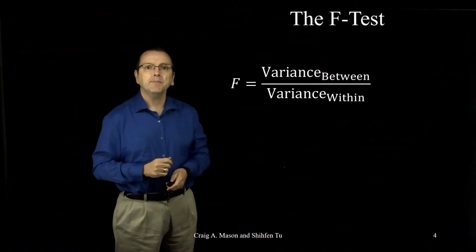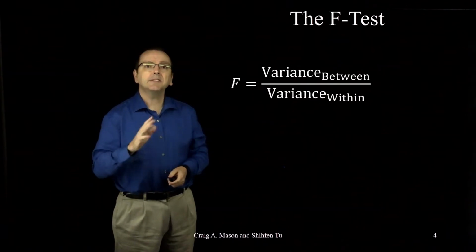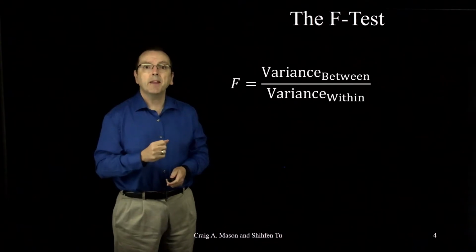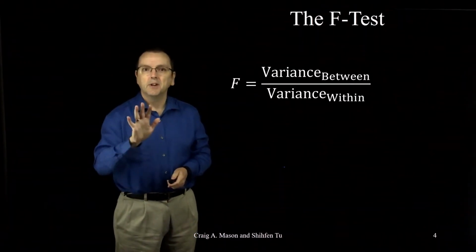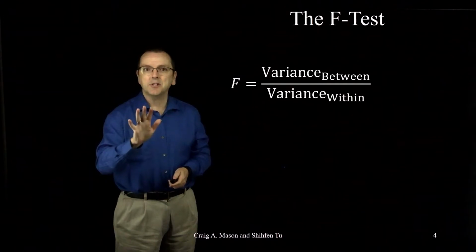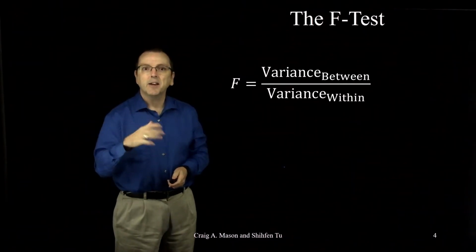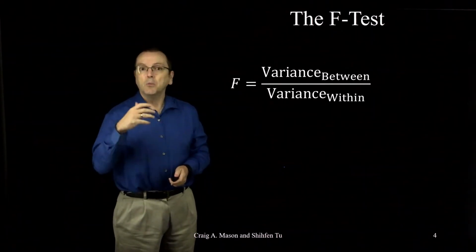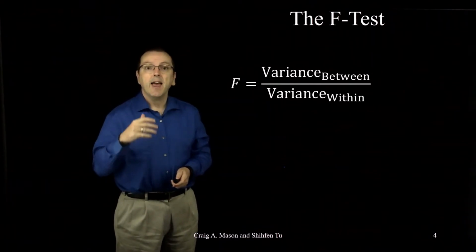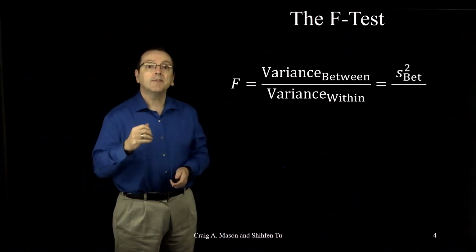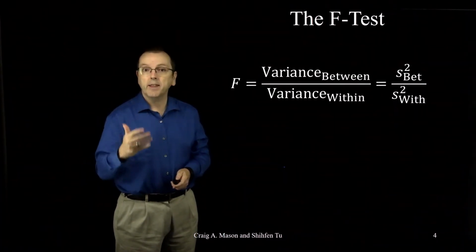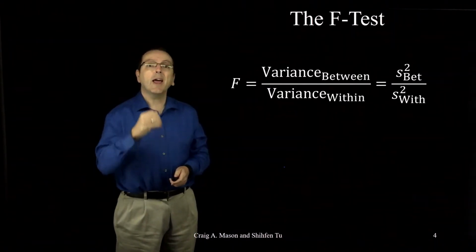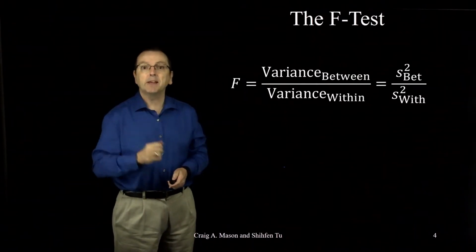Now, mathematically, the F-statistic is equal to the variance between groups divided by the variance within groups. We'll address exactly how to calculate these two variances later, but for now, let's not worry about that. We can abbreviate these as the s squared between divided by the s squared within. Notice we're using a lowercase s squared because we'll estimate these variances based on our sample.